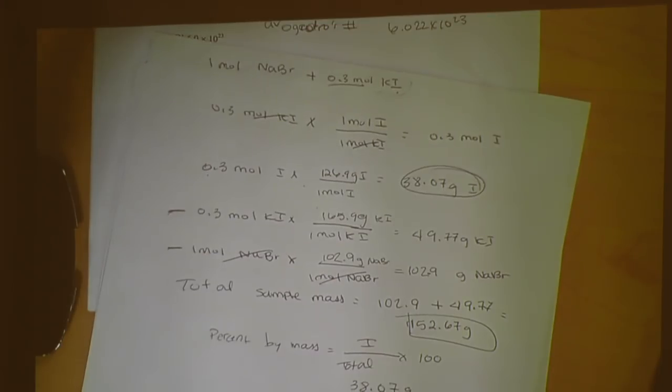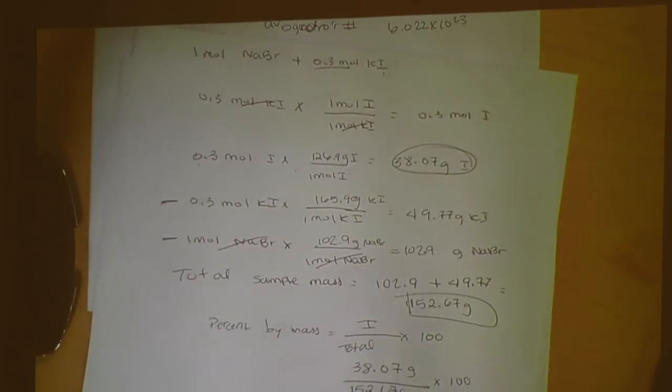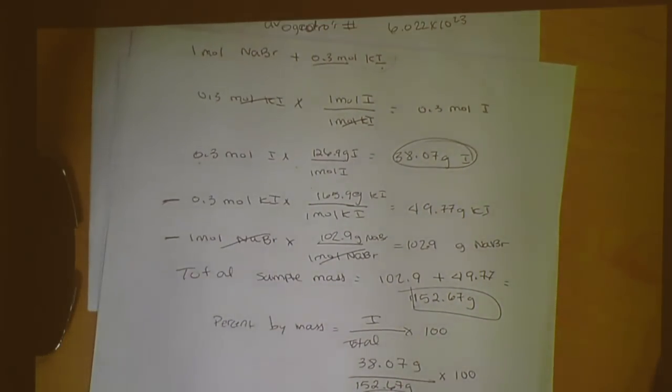Oh, okay. But that's what you did. That's what you do. And then you figure out grams of I, put it over the total, and then you figure out, well, what's the percent by mass? Okay? Makes sense? So it would be a 24.9.